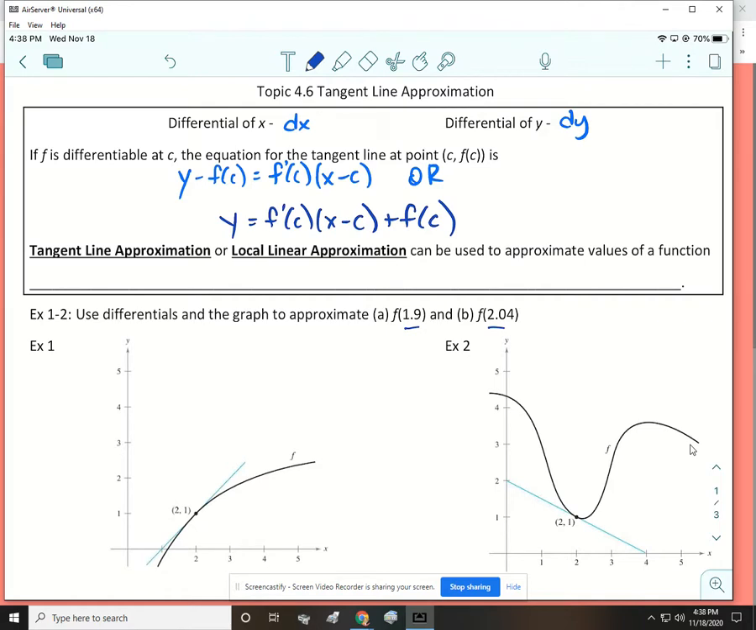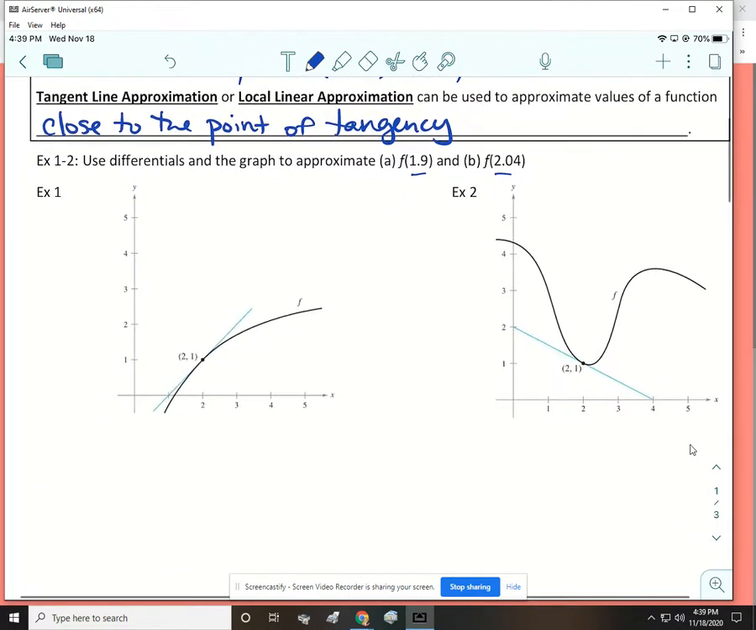It's the same thing. All right, so tangent line approximation, or local linear approximation, can be used to approximate values of a function that are close to the point of tangency. Okay, so we're going to do that in examples 1 and 2. So we're going to use this graph and approximate what f of 1.9 is and what f of 2.04 is.